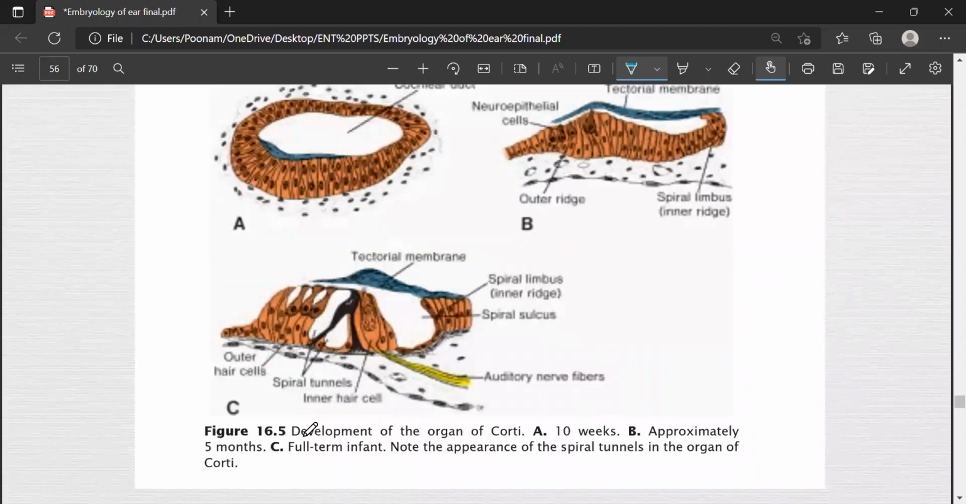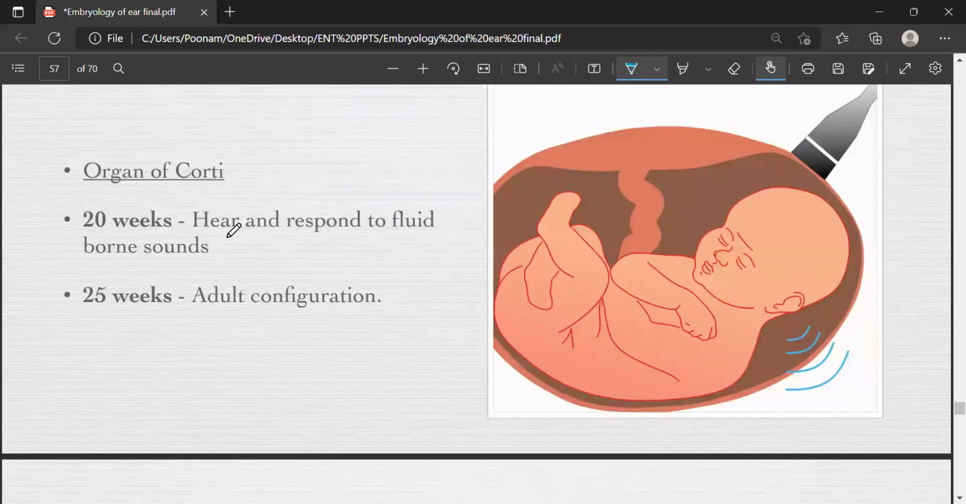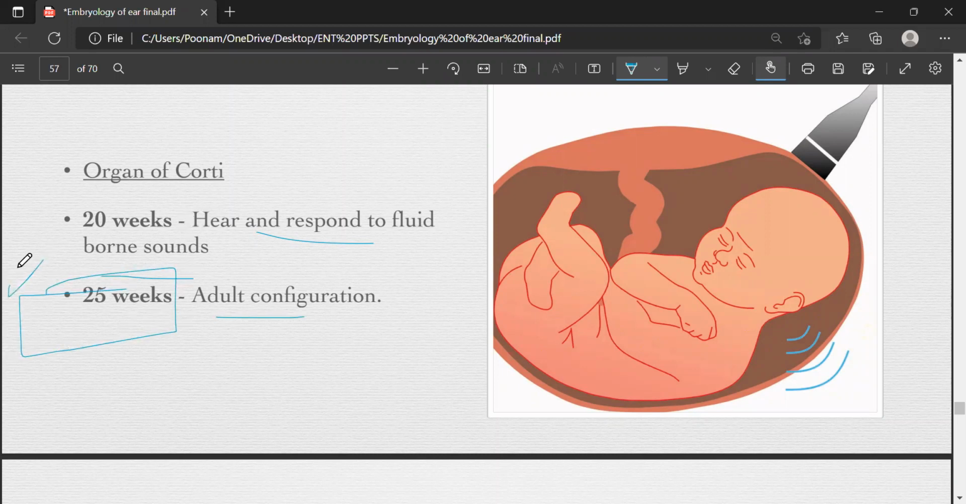First one is the 10th week, then approximately 5 months, then full term infant. This is the organ of hearing. At 20 weeks, it hears and responds to flute-borne sounds. At 25 weeks, we have the adult configuration. It is written in the Mahabharata that the child used to hear sound while in pregnancy, in the 6th week. So this is the mythological story related to this fact.